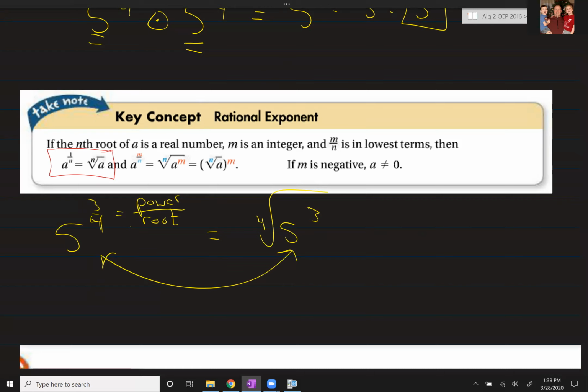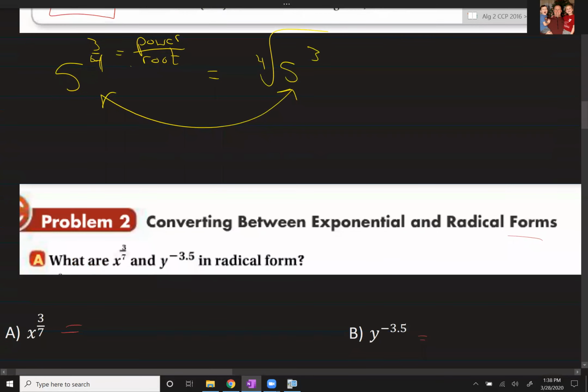Another important thing is you can solve them in either way. Typically, we want to take the root first if we can, because that makes the number smaller to work with instead of larger. But if for some reason it's a really small number, it might be better to do the third power first. Right, so these are just convert them.